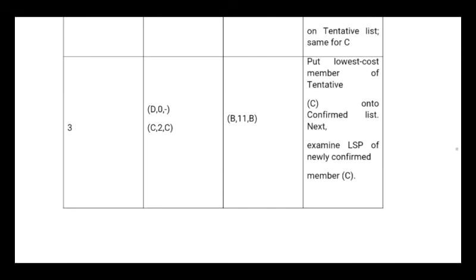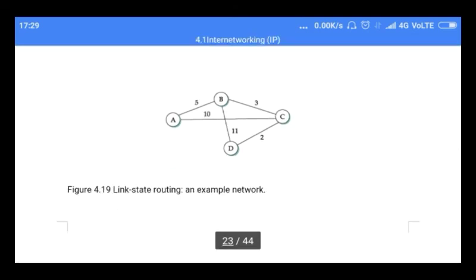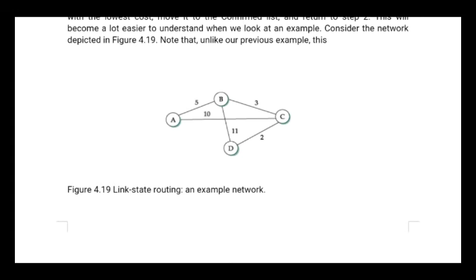Now it is going to put this particular information here. Put the lowest cost member of the tentative list, C, into the confirmed list. So it has confirmed that it can reach C at the cost of 2. It is the lowest one. D is going to confirm that it can reach C at the cost of 2, and then it's going to put it into the confirmed list.